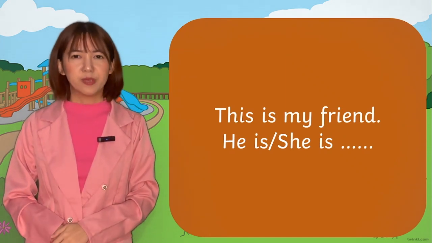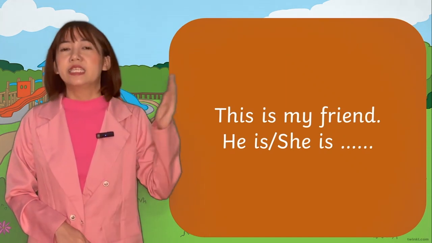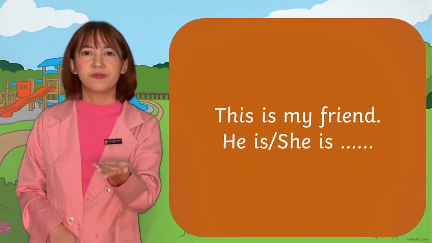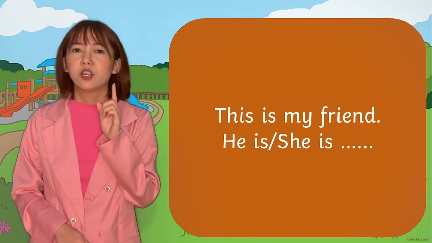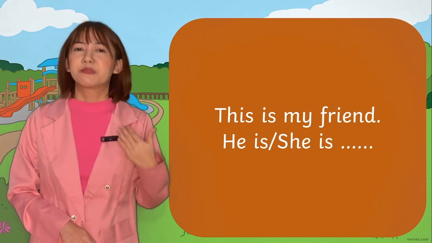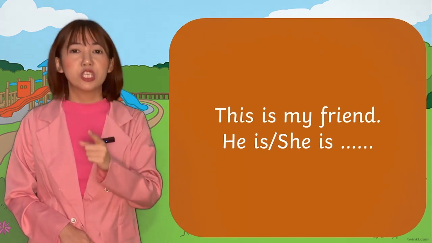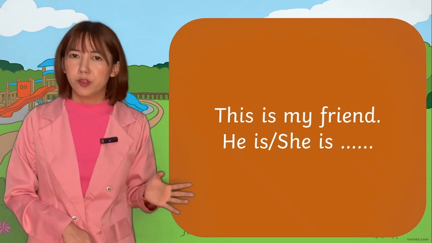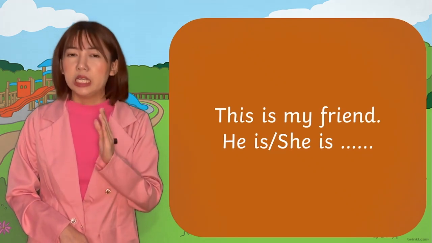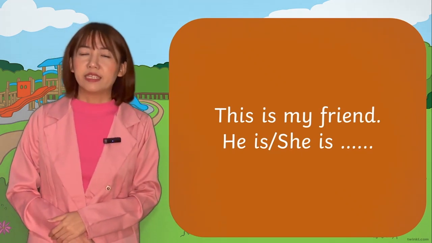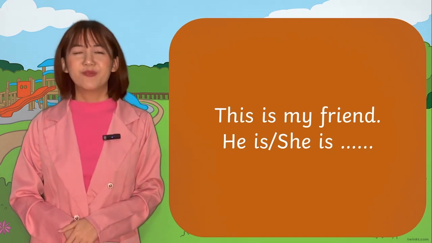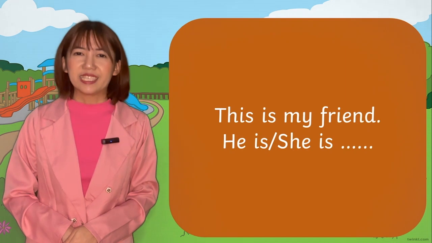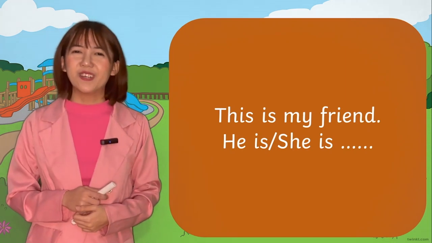Okay, this is my father. He is very good. This is my mother. She is. This is my sister. She is. This is my brother. He is. This is my aunt. She is. This is my uncle. He is. Very good.